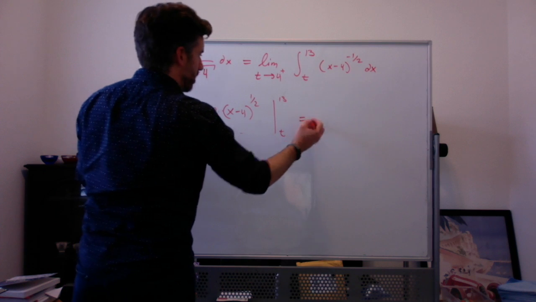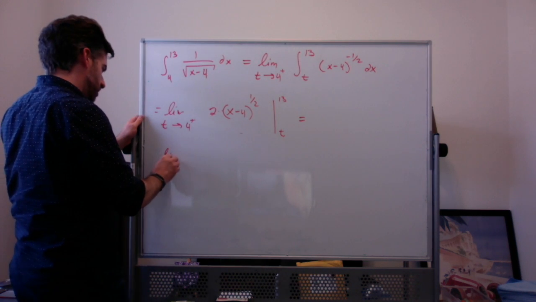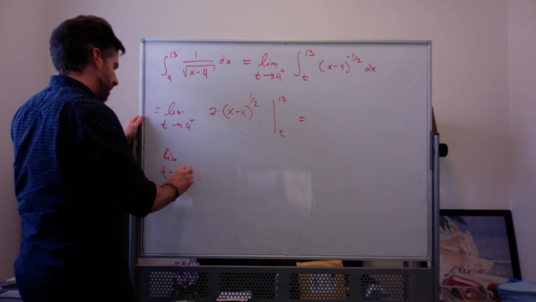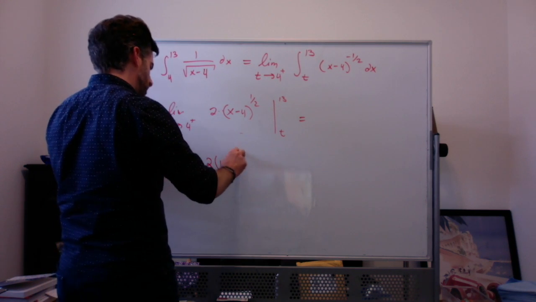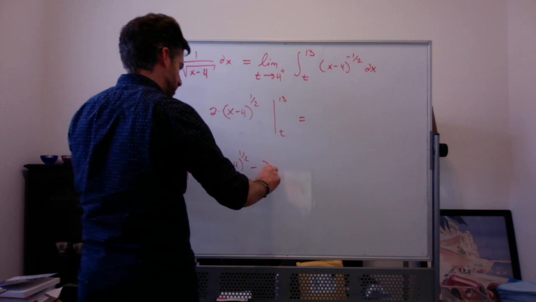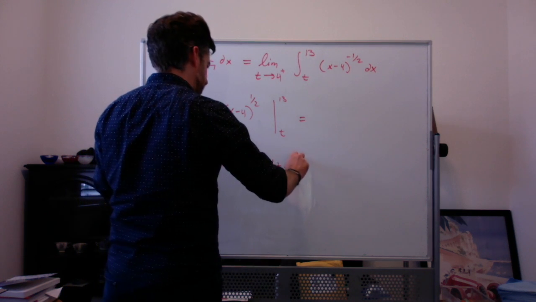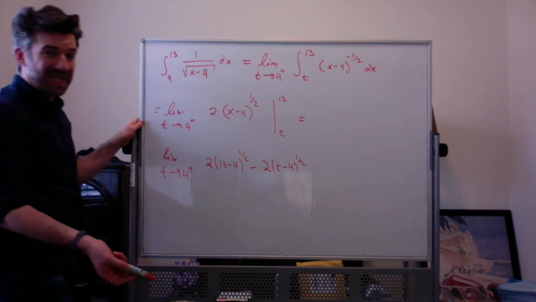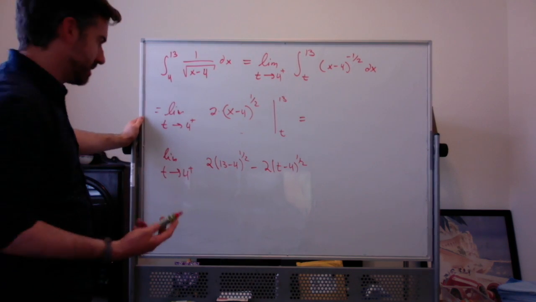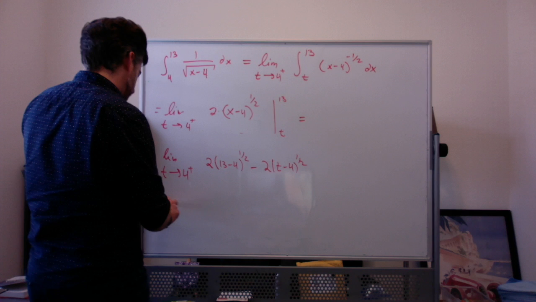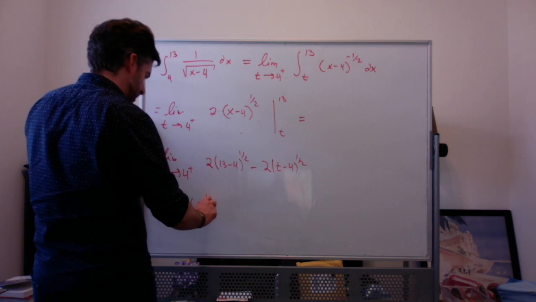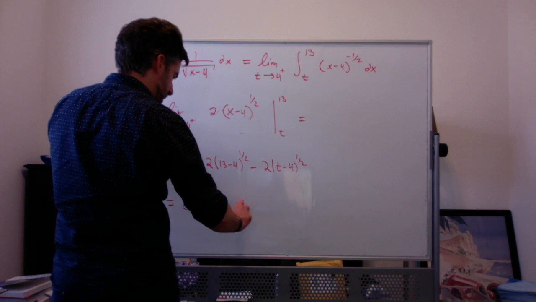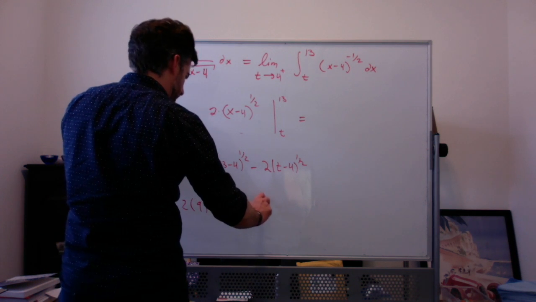So here I'm going to see, all right, I get the limit as t goes to 4 from the right of 2 times 13 minus 4 to the 1/2, minus 2 times t minus 4 to the 1/2. Since I'm not getting division by 0, I can actually plug in t going to 4, and I'm going to get 2 times 13 minus 4, which is 9 to the 1/2, or the square root of 9, minus 2 times 4 minus 4 to the 1/2.